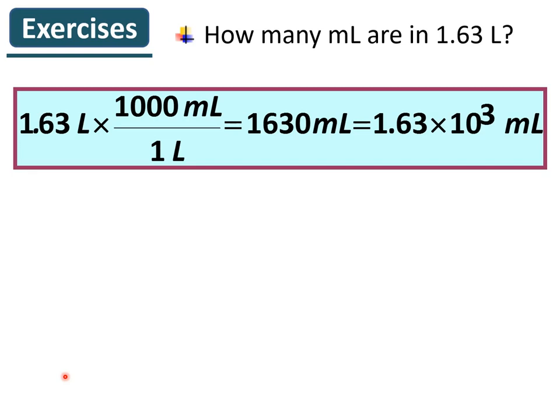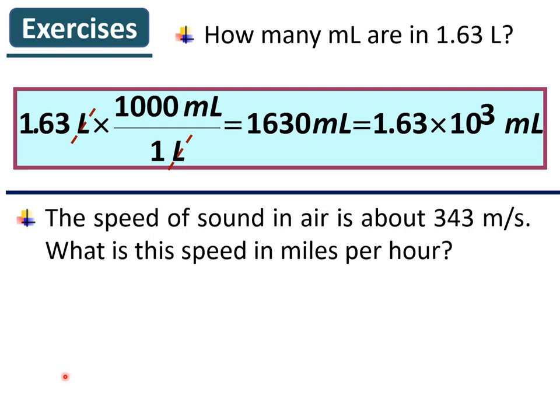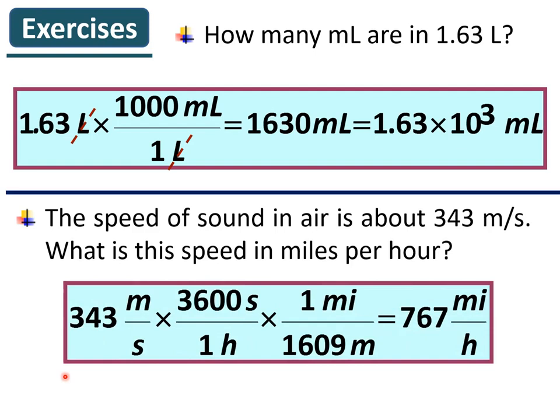The speed of sound in air is about 343 meters per second. What is this speed in miles per hour? So you have to use these conversion factors from second to hour and from mile to meter. Okay. So you cancel the similar units together and you get the last number here with the same significant figures as the entered number. So this will have three significant figures. This also will have three significant figures.